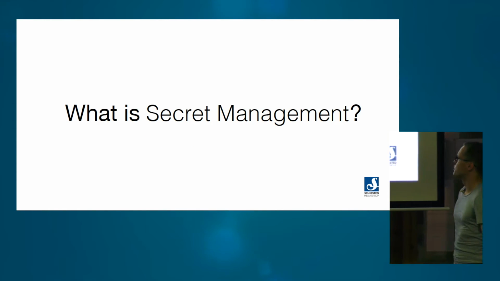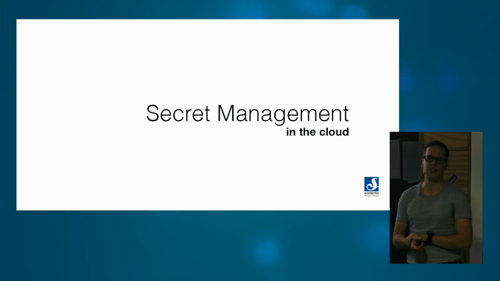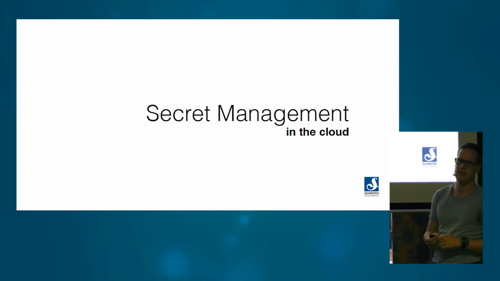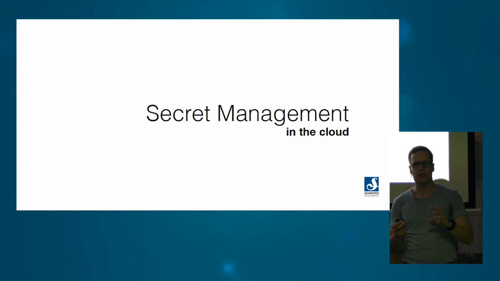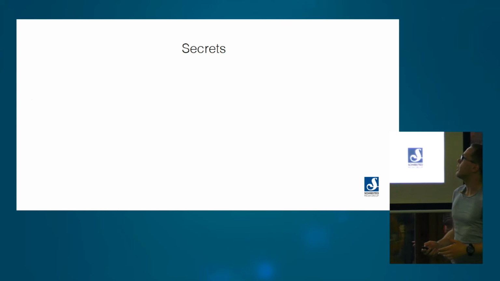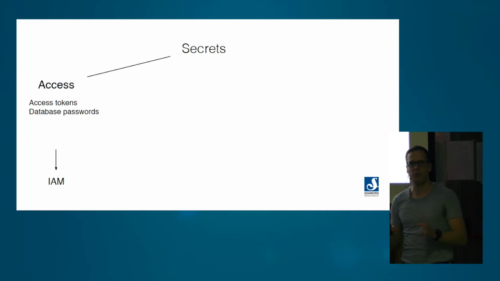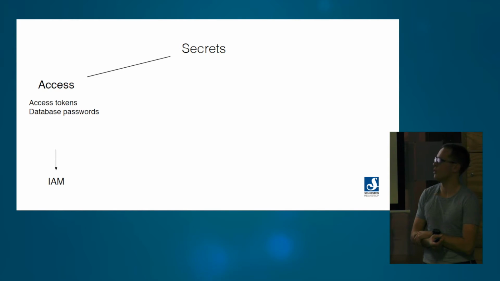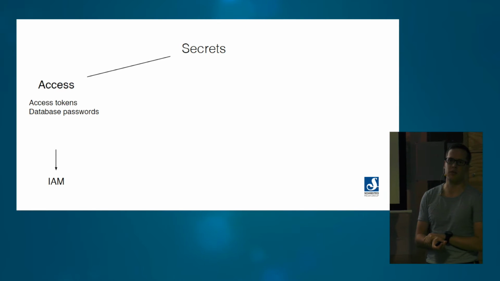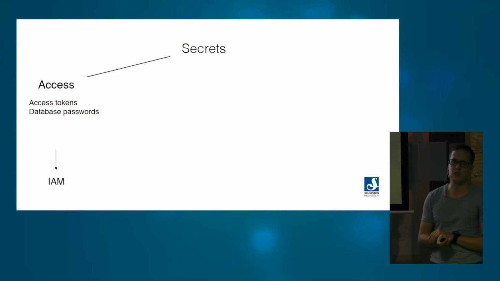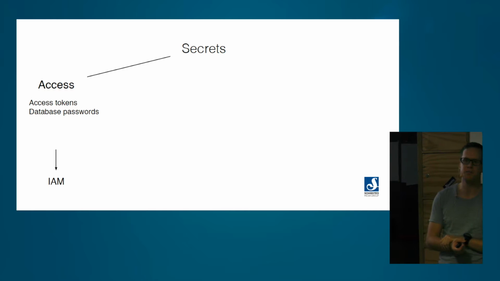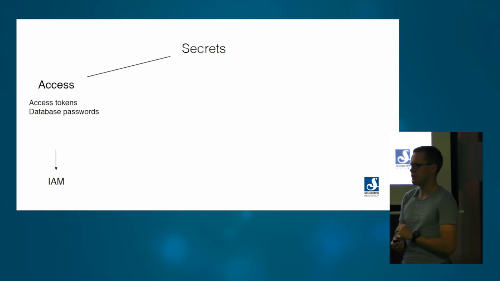Okay. So what is secret management? We're talking about secret management in the cloud setting. So you have multiple applications that need to get access to things, and that might be a database or something. So the first type of secrets is getting access to a database or other types of services. It might be an external API or something. And usually the solution for this is IAM, Identity and Access Management. So that's a very broad solution.